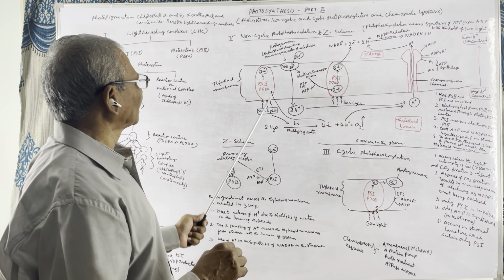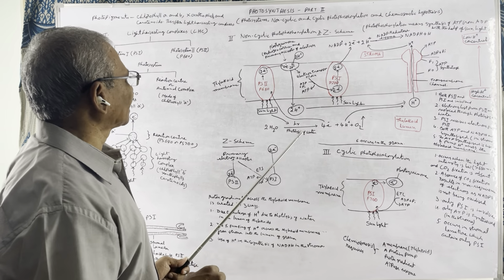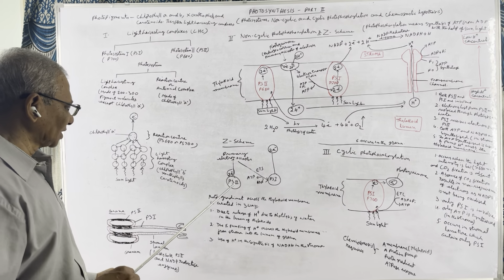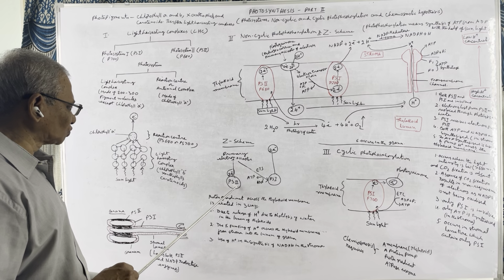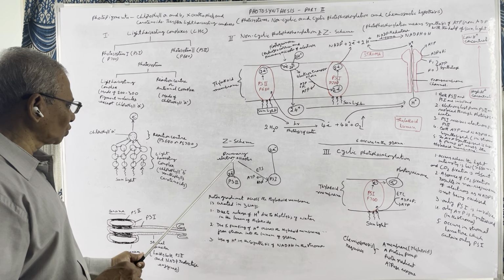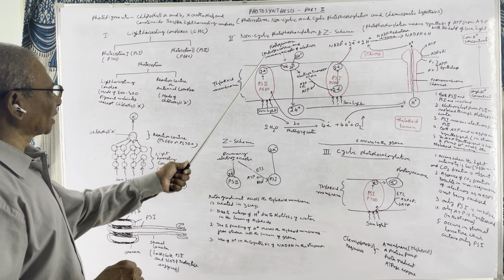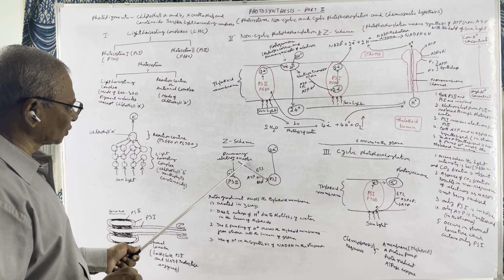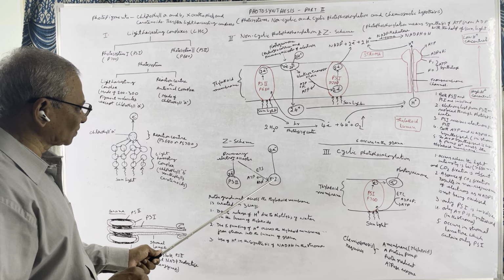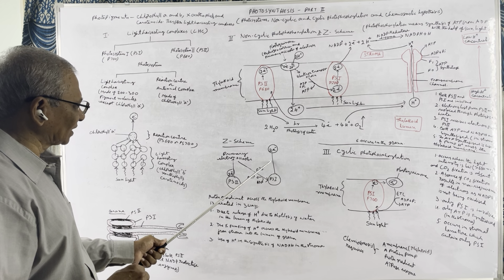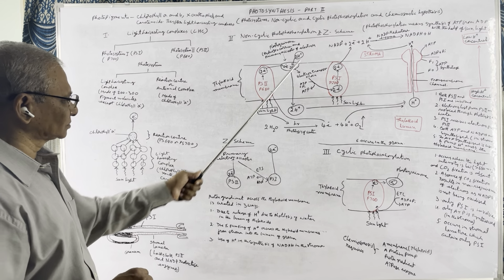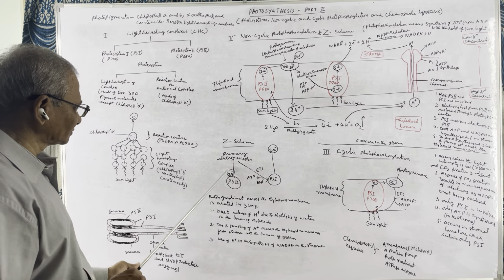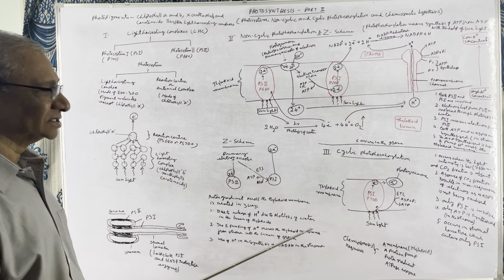So in this way, non-cyclic photophosphorylation occurs. See here, the electrons are traveling from PS2 to plastoquinone present here. Then from plastoquinone through the ETS, electrons travel to PS1. Then from PS1 they travel like this and enter the stroma. This movement of electrons resembles the letter Z. That's why it's known as the Z scheme.